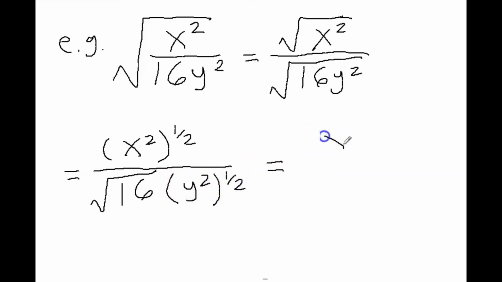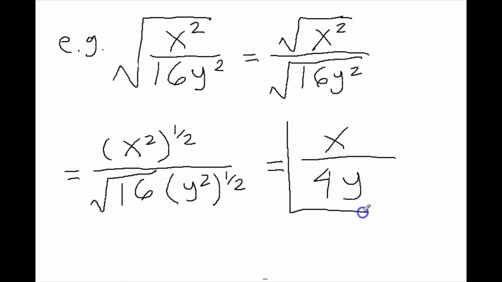So the numerator is obviously going to become x, right? The denominator, the square root of 16 is 4. y squared to the 1/2, that's y, isn't it? So we have here x over 4y. Okay, how does that look?